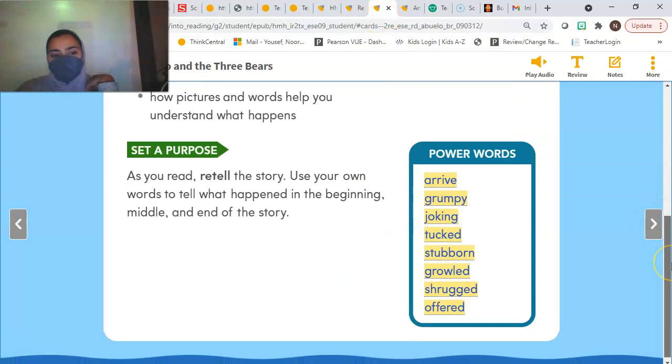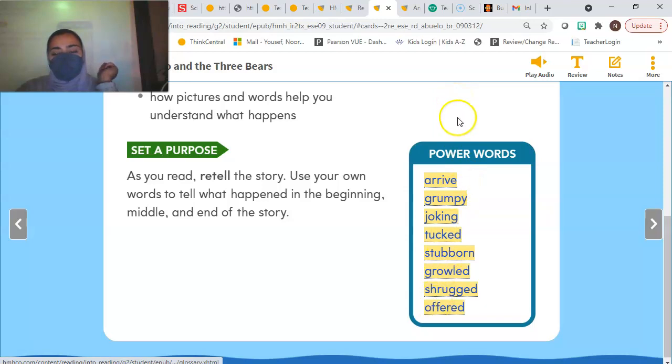We're going to set a purpose. As we read, or after we read, we're going to retell the story using our own words, what happened at the beginning, middle, and end of the story. The key word is your own words. You are not going to copy down the book word for word. Make sure you're paying attention.